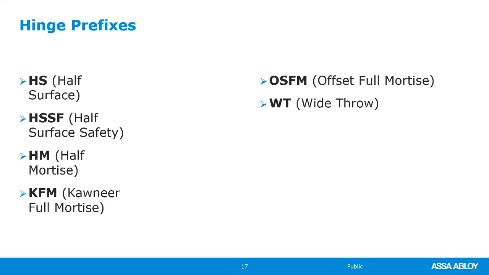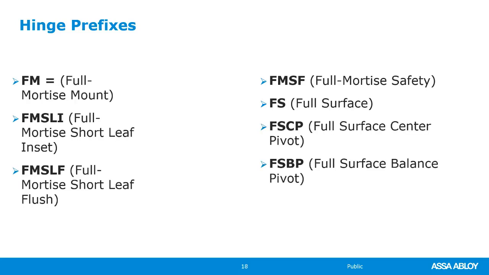Now, we're going to get into a few hinge prefixes so we'll understand what we're saying when we talk about them. Half surface, HS. HSSF, half surface safety. I'm going to go over that later on. HM is half mortise. We also make a hinge line for the Cowanier Tough series. And so a KFM would be for a Cowanier opening, full mortise. OSFM is the offset, and WT is wide throw.